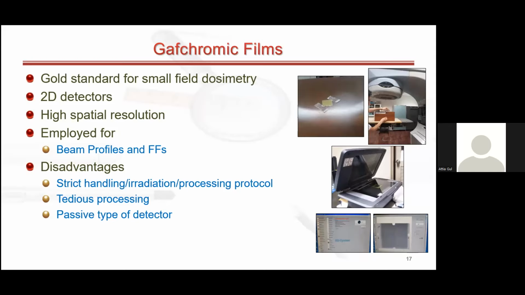And after irradiation, you have to wait for a specific and uniform time for all detectors to scan it. And again, during scanning, you need to be careful. You can place this detector only at a particular place. If you place one detector at one place and the other at another place, their response would be different, and so on. Therefore, it is a very tedious processing. And also, we all like active type of detector, but this is a passive type of detector. That is again its disadvantage.